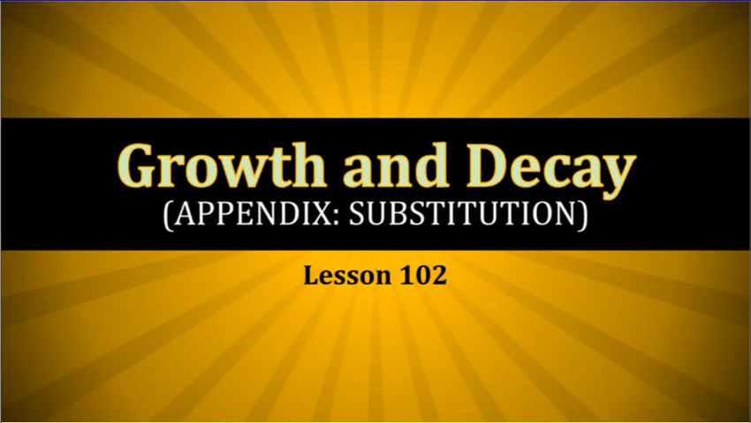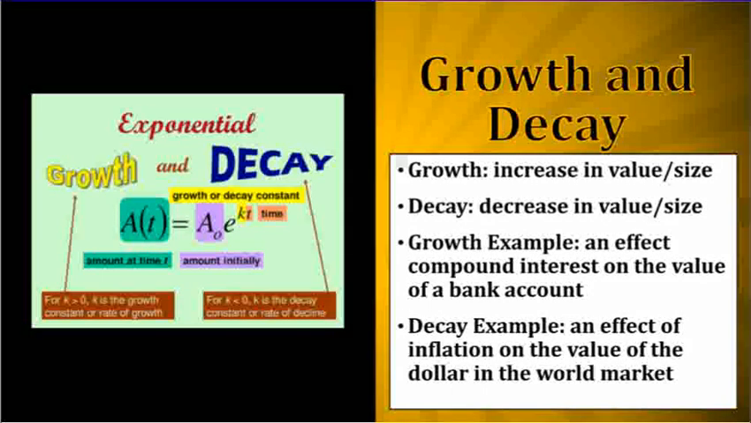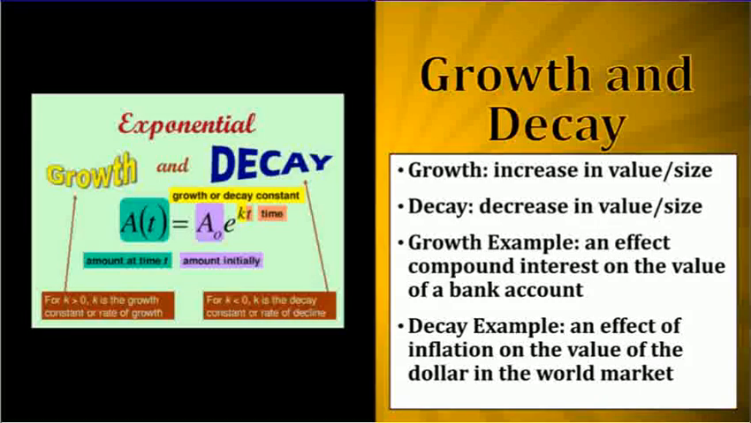Lesson 102, growth and decay, and then an appendix lesson, substitution. First off, as a review with growth and decay, we're working with the concept similar to geometric sequences. With geometric sequences, you have a constant ratio, which means you are multiplying the same number each time, or dividing by a certain number each time.